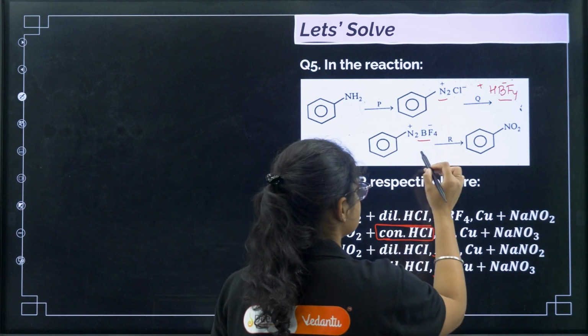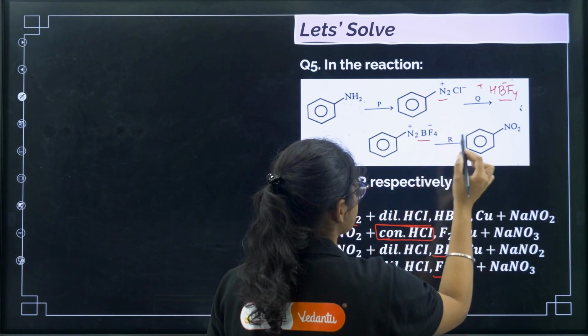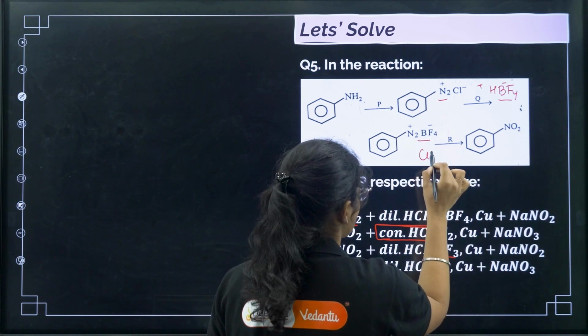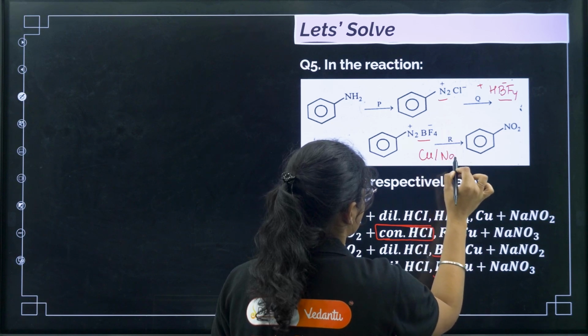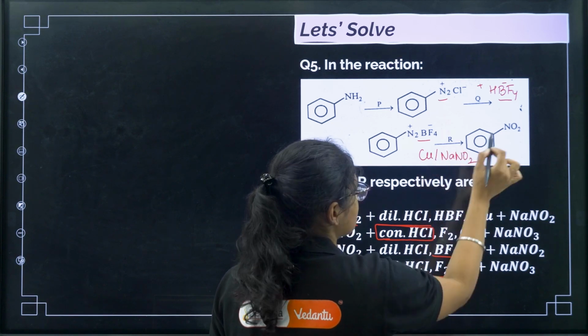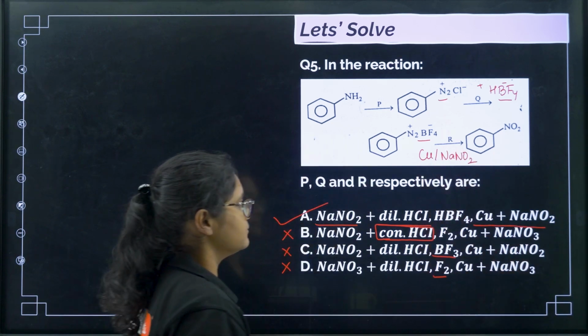Now once you get this one, to get the nitro group, as we just discussed in the reaction, it is copper with NaNO2. So this one will give you the nitro compound, and the correct answer is option A.